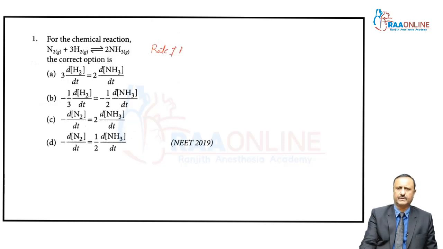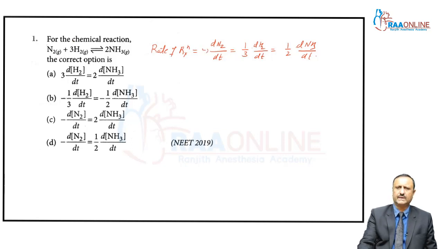Rate of reaction is the change in the number of moles of reactants, and that is equal to the change in the number of moles of product. Now we can see here that is minus dN2 upon dt, and that is equal to minus 1 upon 3 dH2 upon dt, and that is equal to 1 upon 2 dNH3 upon dt. Here my dear students, N2 and hydrogen are the reactants.